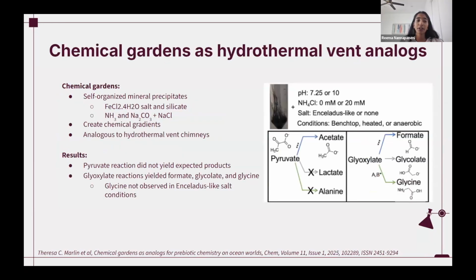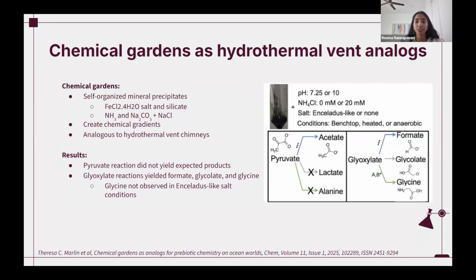In the next paper, Marlin and colleagues studied chemical gardens, which are self-organized mineral precipitates, and they act as essentially laboratory analogs for hydrothermal vent chimneys. Hydrothermal vent chimneys have long been proposed as potential environments for the origin of life because they combine reactive minerals with pH and redox disequilibria. And this is important because it's not just relevant to Earth. Even on ocean worlds such as Enceladus, hydrothermal vents have been proposed to exist.